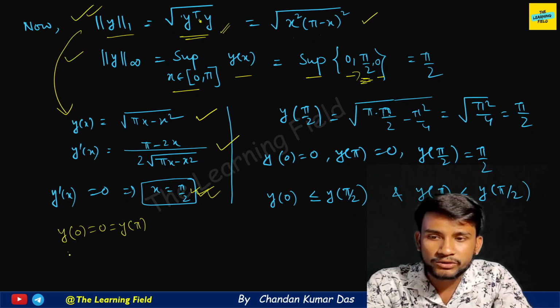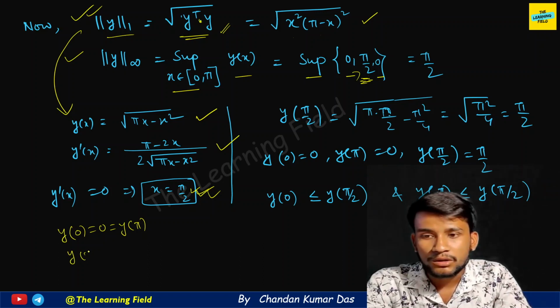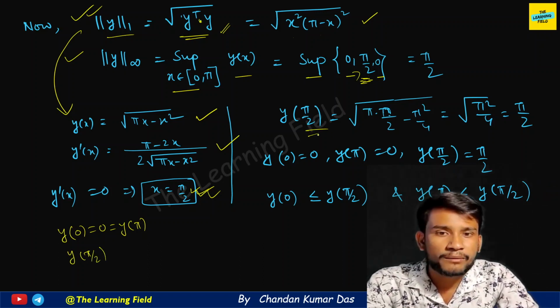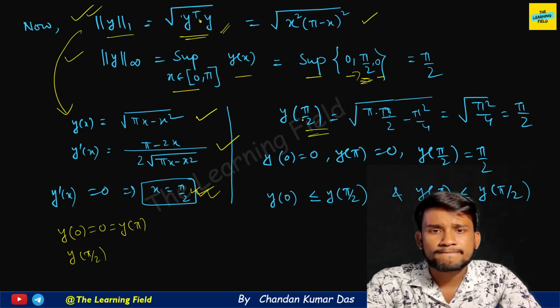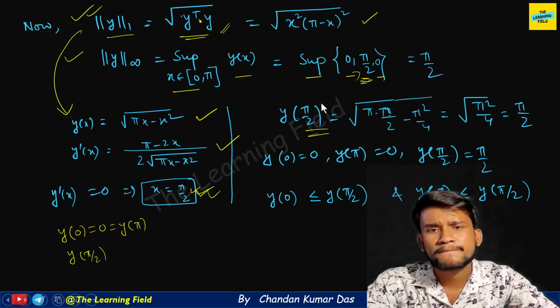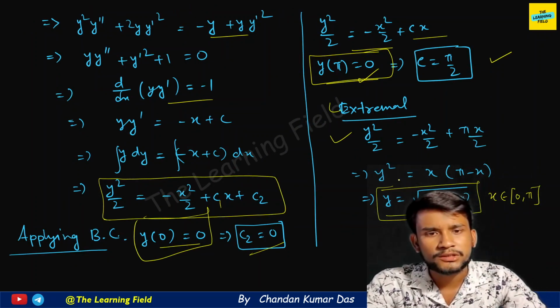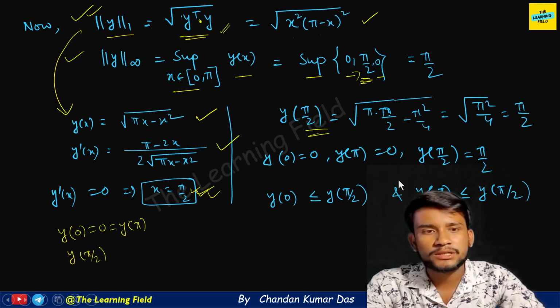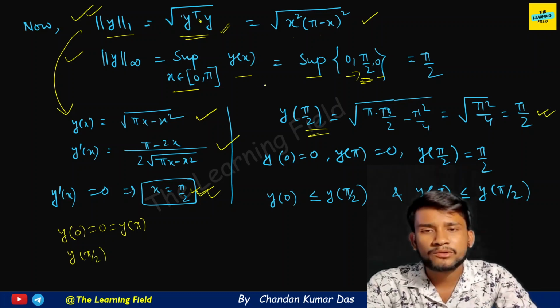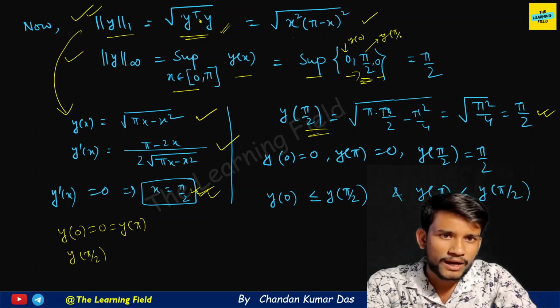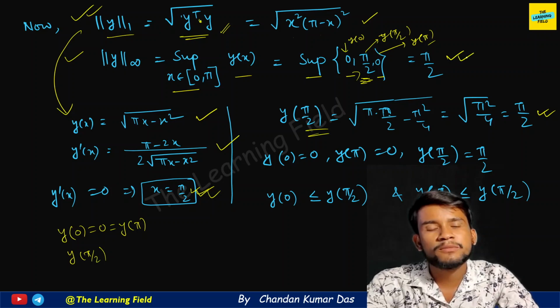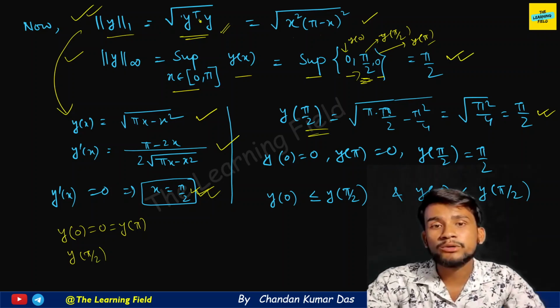Therefore, we calculate y at pi by 2. You just put it in the norm, or you can also put y(x) here. So y at pi by 2 gives you again pi by 2. Therefore we calculate the supremum here. This is the value of y(0), this is the value of y at pi by 2, and this is the value at y(pi). So this is the supremum, which is equal to pi by 2. Now we go to the options.